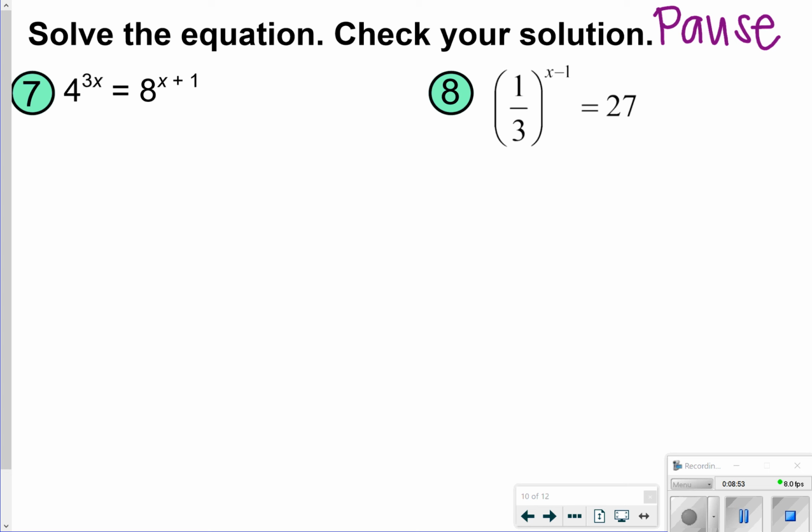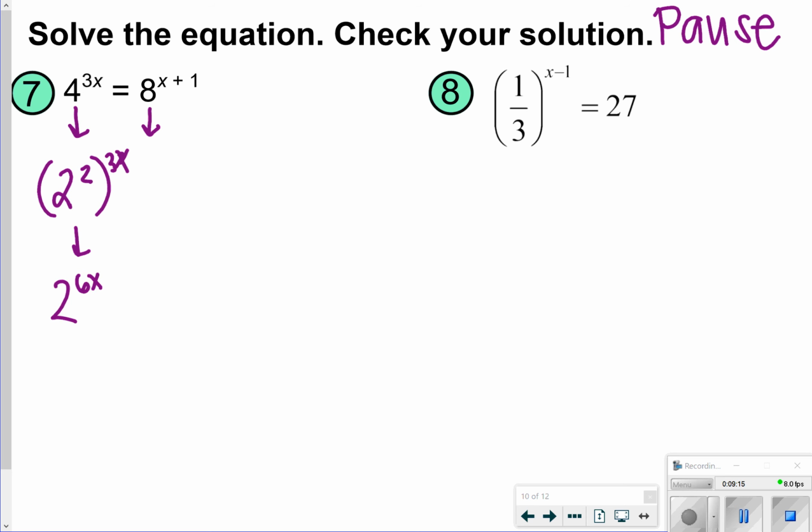So one way I solved for number 7 is I made both 4 and 8 be a base of 2, because 2 has those exponents in common. 4 can be changed to 2 to the second. So I have 2 to the second to the 3x. I'm going to go and change that as well. 2 to the second times 3x would be 2 to the 6x.